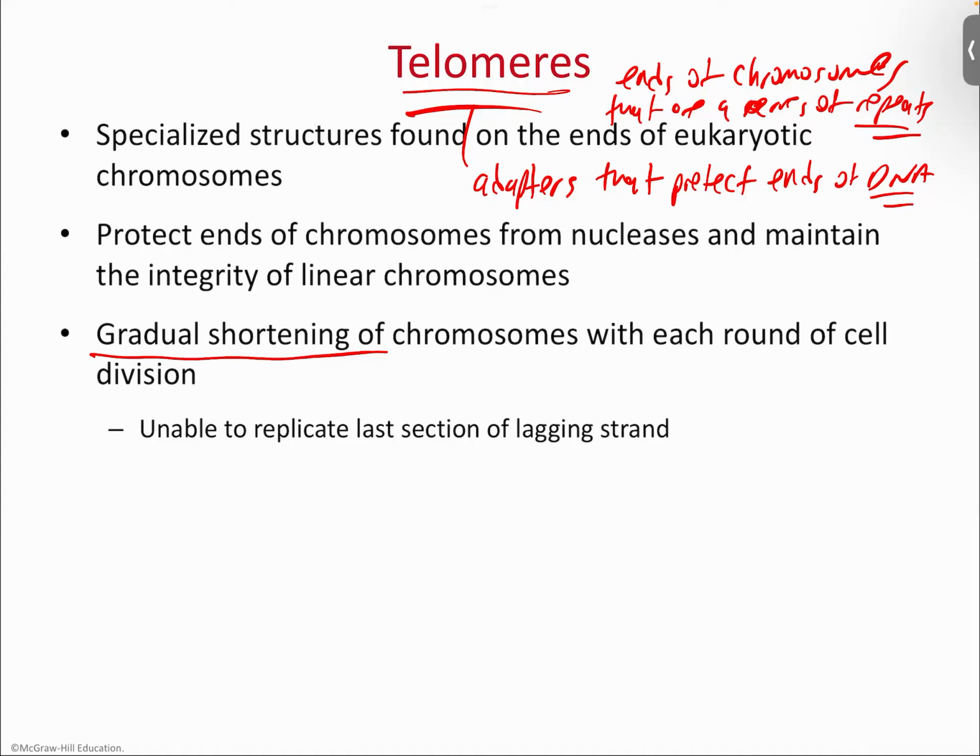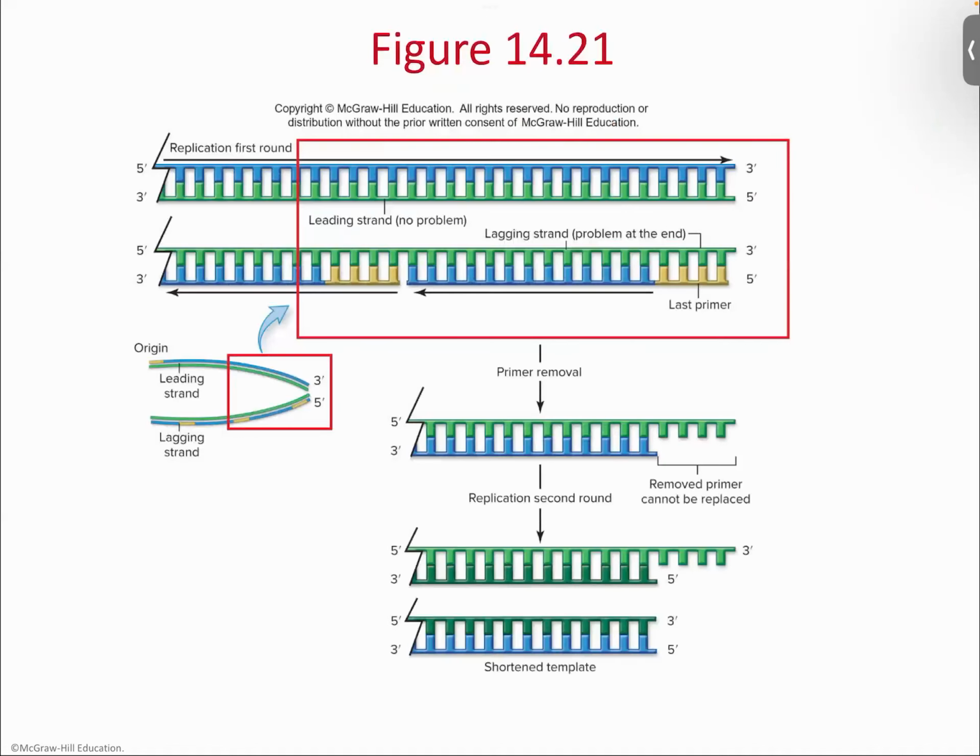But the problem is, after every round of replication of the lagging strand, it shortens a little bit. If it shortened with every round of mitosis, then what would your DNA look like now? You probably wouldn't have any left, right? Because you would have shortened your DNA over these millions and billions of rounds of mitosis since you were a single cell, and you would have chewed your DNA up to nothing. So that's the problem.